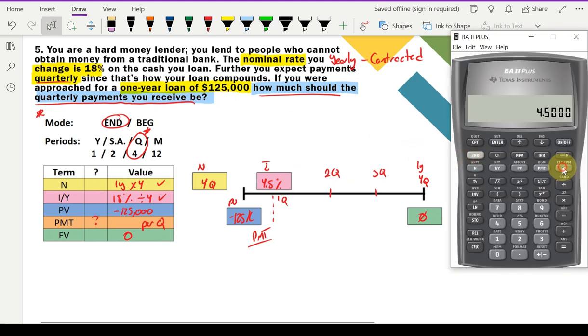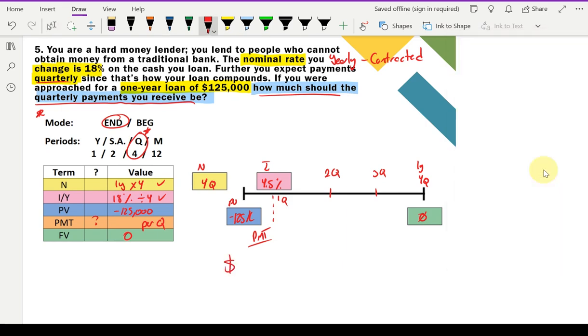So second, clear time value of money. Okay. So top to bottom or left to right, we have 4 quarters. And then we have 4.5 interest per quarter. The present value is $125,000 that we're loaning out. And we're going to get down to 0, right, when they pay down that loan. So we're going to compute the payment. So the payment will be $34,842.96.